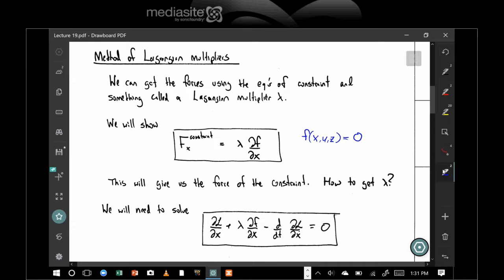Now the question is, how do you get the Lagrangian multipliers? Once I know f, I can take derivatives of f. To get the Lagrangian multipliers, I need to solve a modified form of the Euler-Lagrange equation, which I have listed here. We'll derive in class how we get this modified equation.